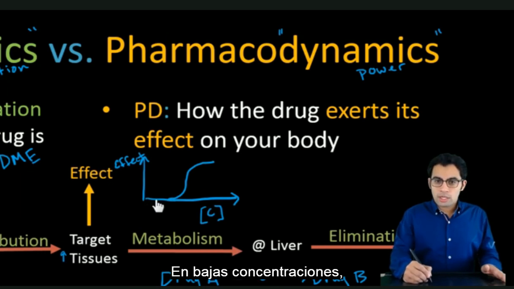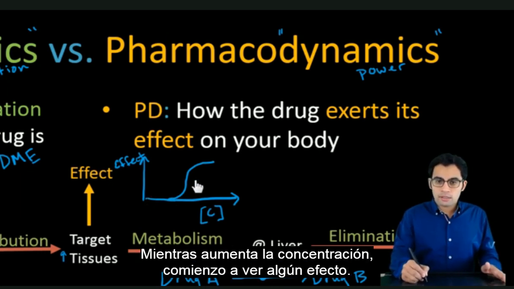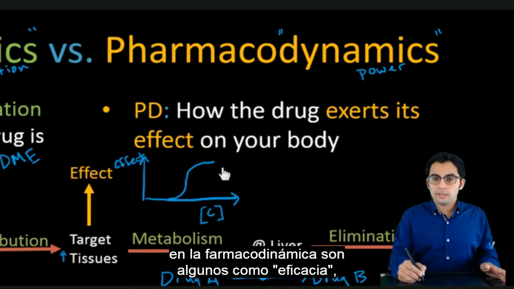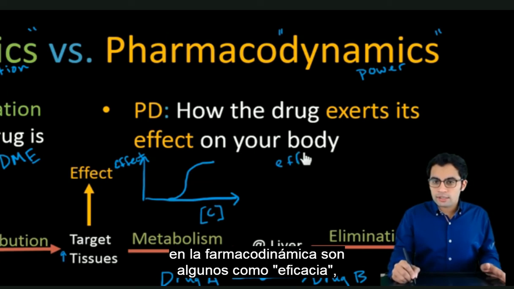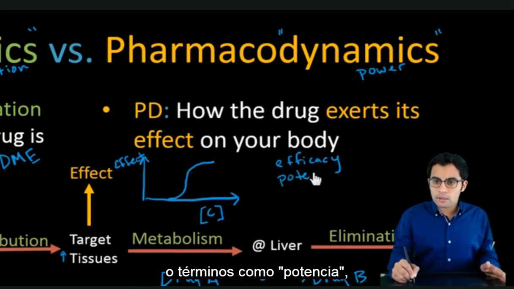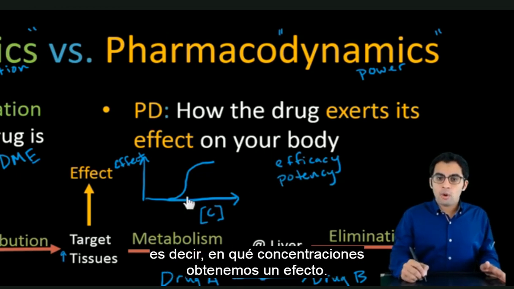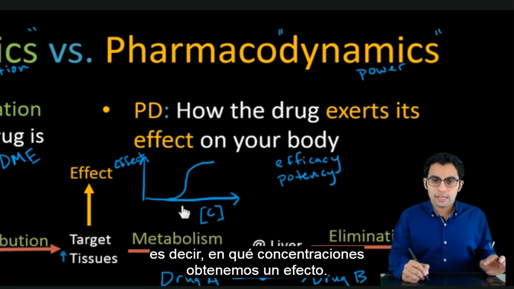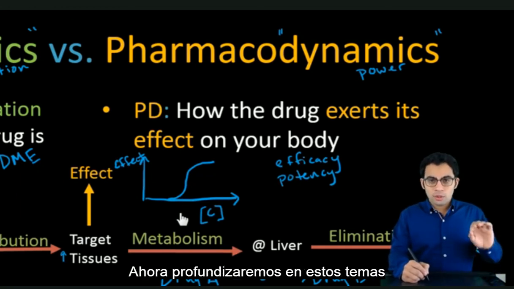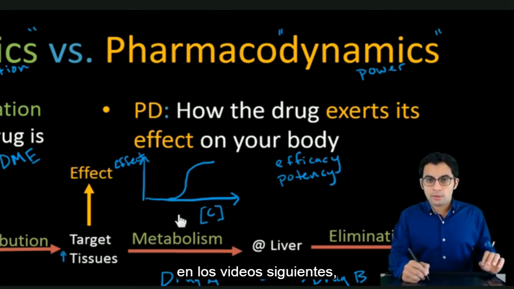So at these lower concentrations, I don't have any effect. As the concentration goes up, I start seeing some effect. And then I start to plateau off and get this max effect. And so the terms that we care about with pharmacodynamics are things such as efficacy, or how high of an effect we can get, and also things such as potency. And that is, at what concentrations do we get an effect? And that's most of pharmacodynamics. Now, we'll go into depth of each one of these in the subsequent videos, but I wanted to give you an overview.